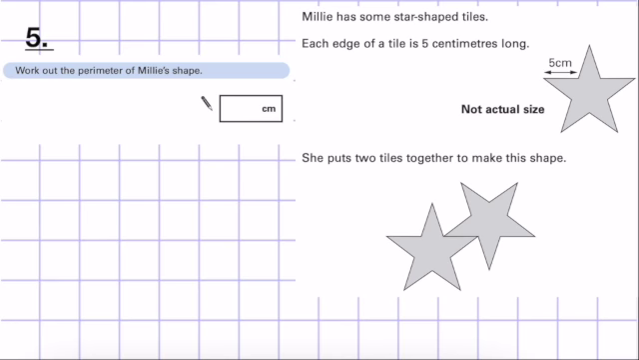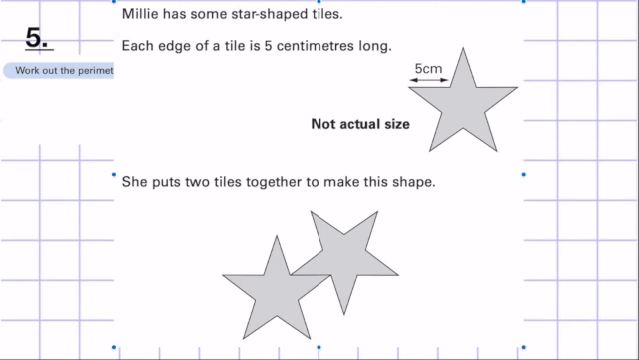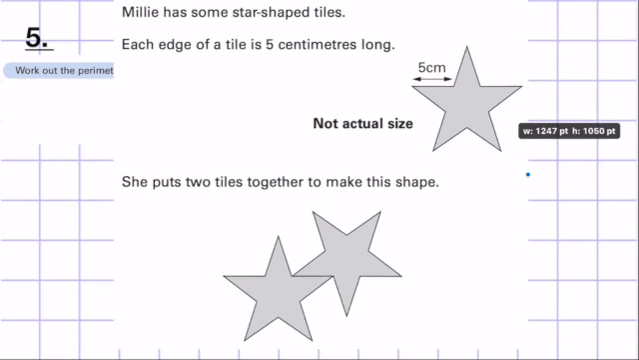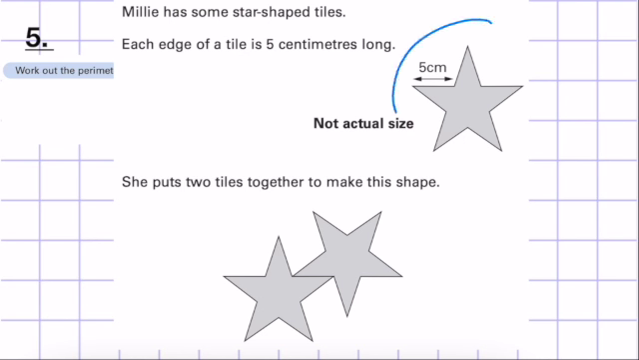Question 5. You're going to work out the perimeter of Millie's shape, and I'm going to make this larger for you. Let's get this as big as we can. Millie has some star-shaped tiles. Each edge of a tile is 5 centimetres long. So look at this. A star, and each of those sides is 5 centimetres long.